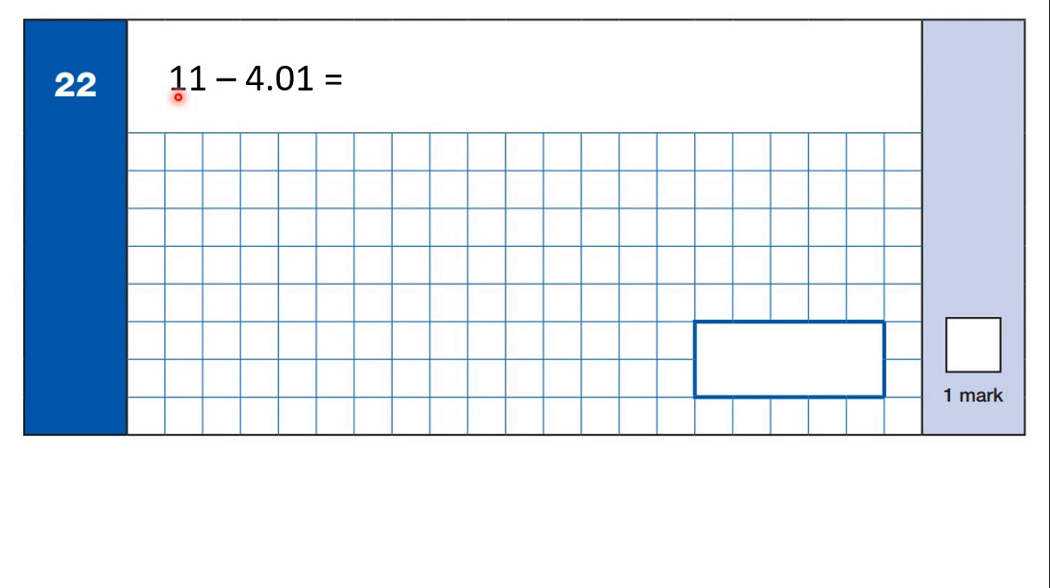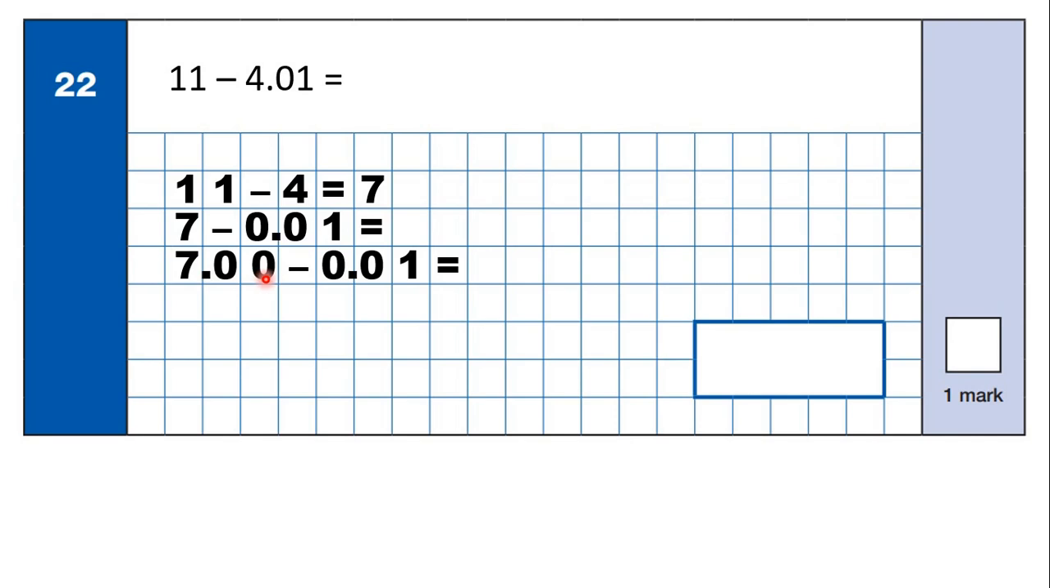Question 22. 11 minus 4.01. So we can solve this mentally by subtracting 4 from 11, which is 7. Then we need to subtract another 0.01. Now, if you're not sure how to do this, remember that we can think of 7 as being 7.00. So if we have 7.00 minus 0.01, we get 6.99. Because 700 minus 1 is 699. So our answer is 6.99.